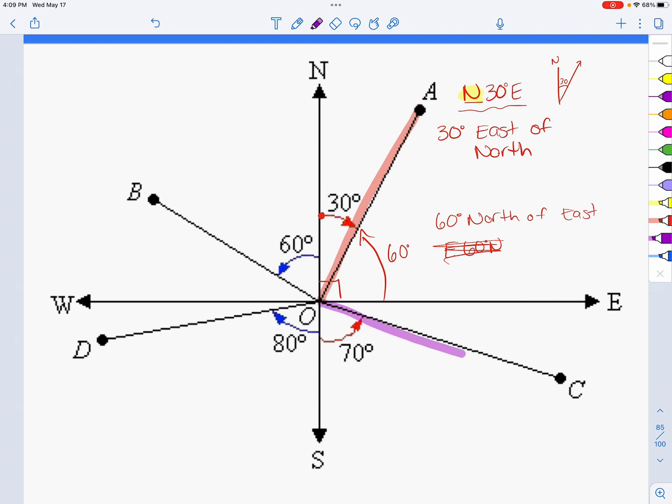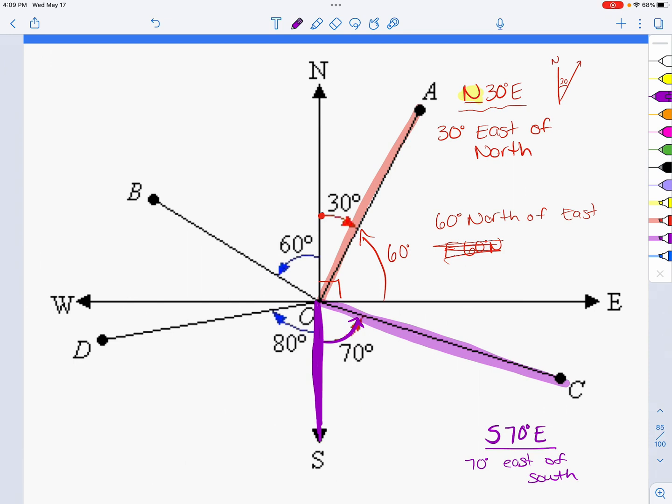Okay, so that's the first one. Look to C and think, okay, what's the general direction of that line? It's not south, it's not east, it's somewhere in between south and east. This would be due south, but we're not going due south. Instead, we're actually going 70 degrees towards the east. So you would write it this way. In words, you could say 70 degrees east of south.